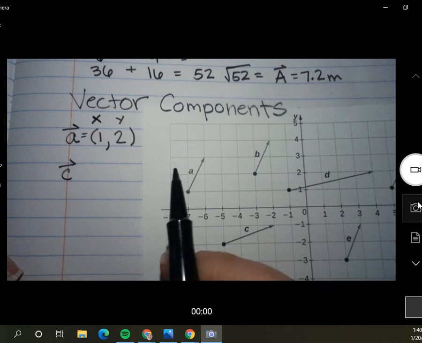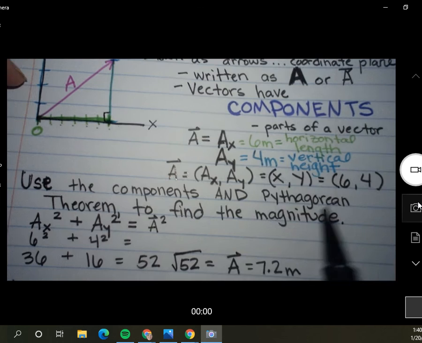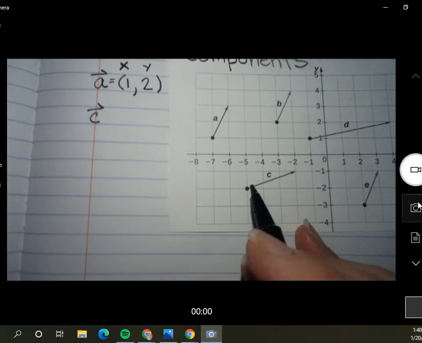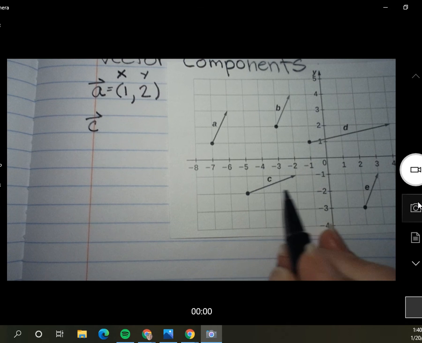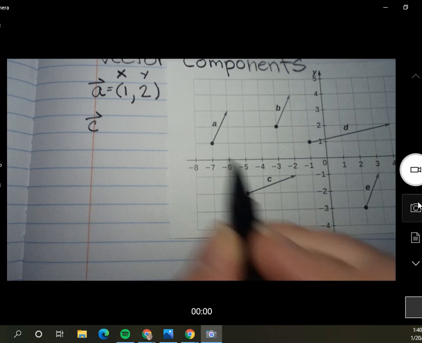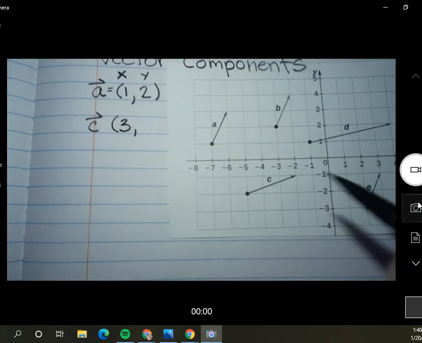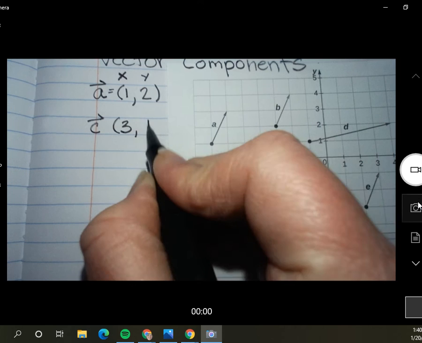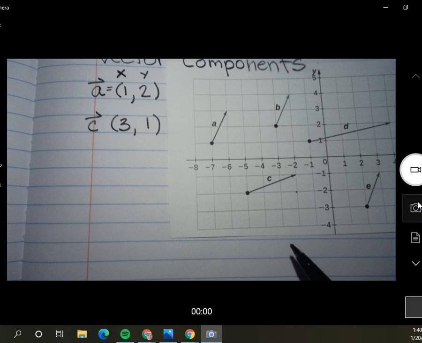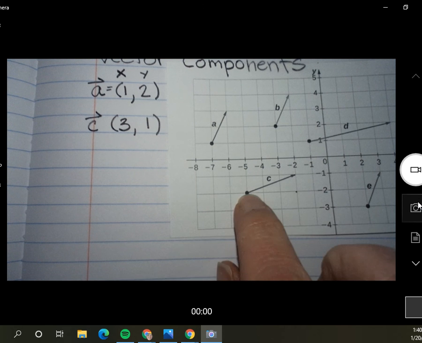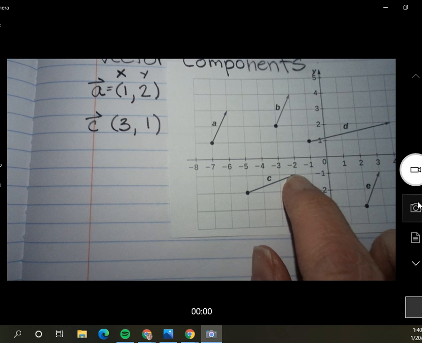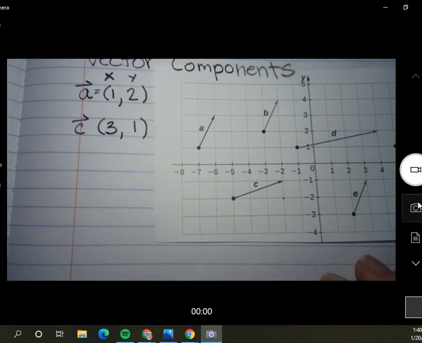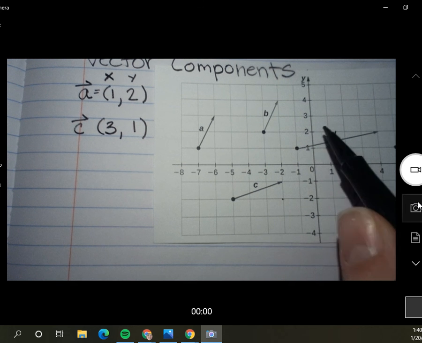Okay. So remember, the x component is the horizontal length. So when we look at C, what is the horizontal length of C? 1, 2, 3, right? And what is the vertical height of C? 1. Okay. So remember, we could find the length of C by using that Pythagorean theorem, which we'll come back and do a little bit later on.